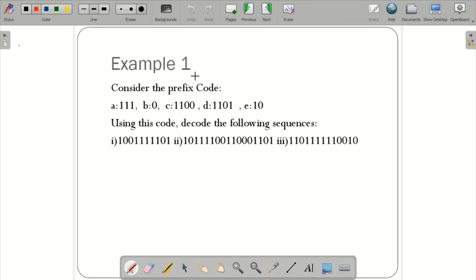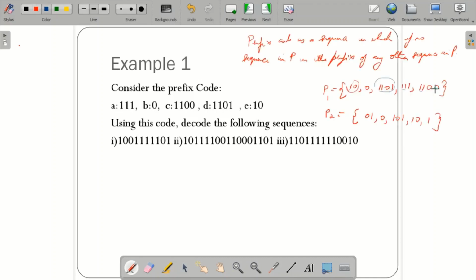You have to check whether each is a prefix code or not. A prefix code means no sequence in P is the prefix of any other sequence in P. For example, here 10 is there, and it should not be a prefix of any other sequence. Now 10, no, it's not the prefix of this. Here also 10 is not there. 0 also should not be the prefix of anything, no. 1101, the entire thing should not be a prefix of something else, no. 111, no. And these all are separate.